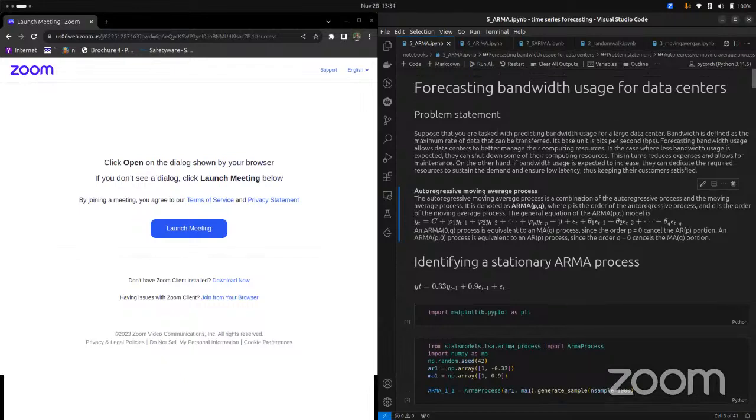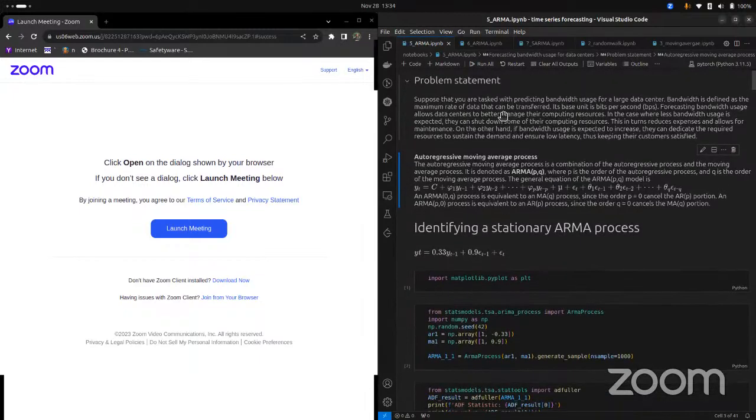I don't think I'll be able to cover the Prophet side, because Prophet is just an automated version of all of this. If you understand what's going on here, Prophet is just like sklearn fit and predict, so you can always look at the documentation for that.